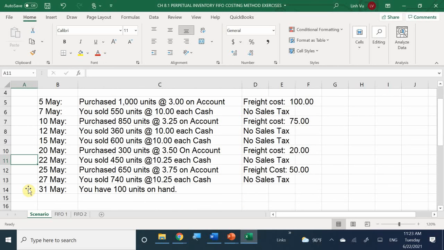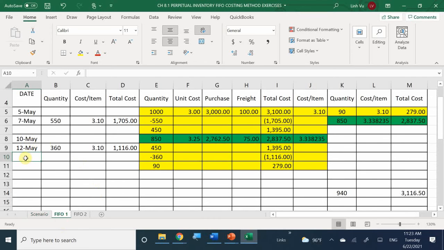So what happened on May 15? You sold 600 units, $10 each, cash. Good. So now it's May 15. We sold a total of 600 units. Now let's take a look at our batches of inventory. Is my yellow batch enough to cover all 600 items? No. So in this case, we would need to split and dip into both batches of inventory.